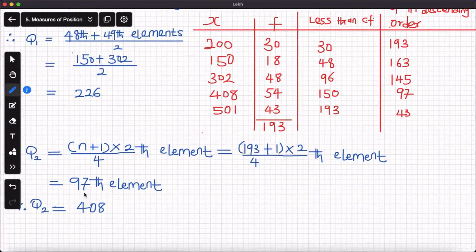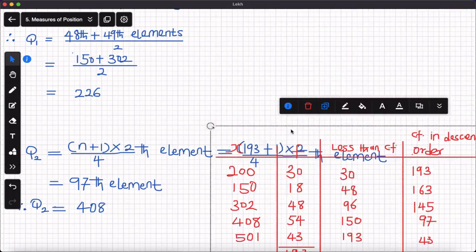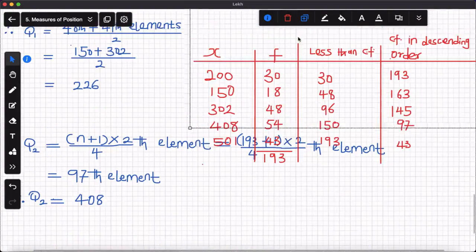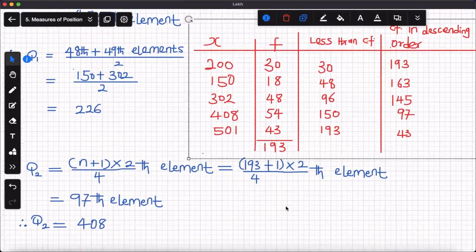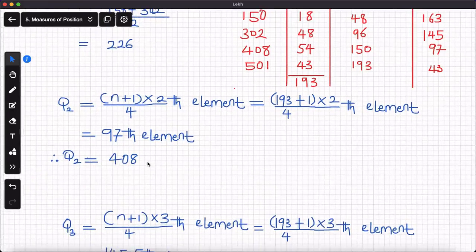So to get your median, all you need to do is substitute everything that you need to substitute here again, and then you get 97. So that means the 97th element is actually your median. You need to come to the table and check. When you check from the table, this is the 96th element. The 96th element is 302, and so the 97th element is going to be 408. And so that means your Q2 is 408.